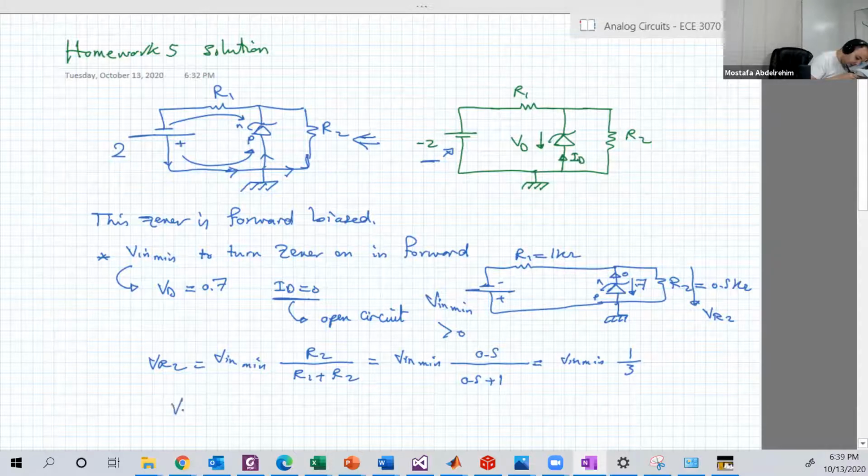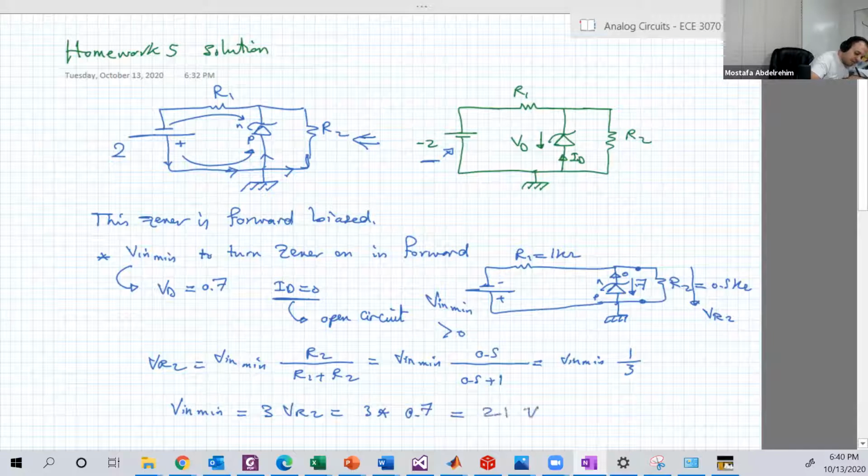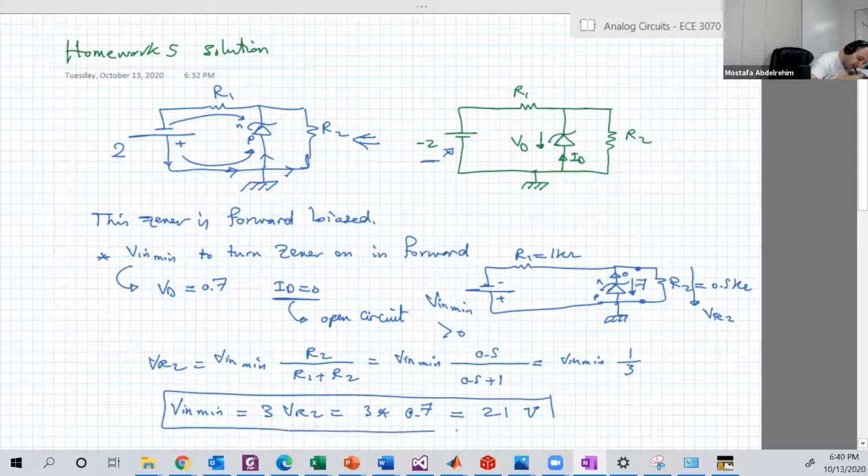So Vin minimum is equal to 3 VR2. But what is VR2? If you look here, VR2 is just in parallel with the diode. So VR2 is actually equal to 0.7 in that case. So 2.1 volt. This is the input minimum. So we need at least 2.1 volt to turn this diode on in forward.